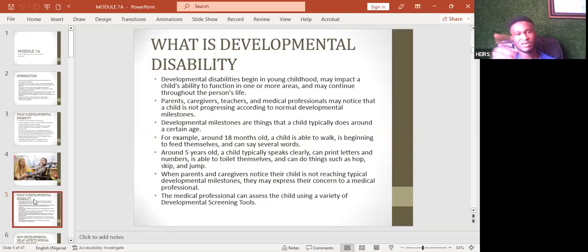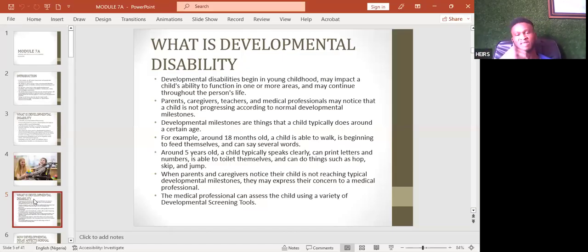So for example, around 18 months old, a child is able to walk and is beginning to feed themselves and can say several words. Around 5 years old, a child typically speaks clearly and prints letters and numbers. They're able to toilet themselves and can do some things such as hopping, skipping, or jumping.